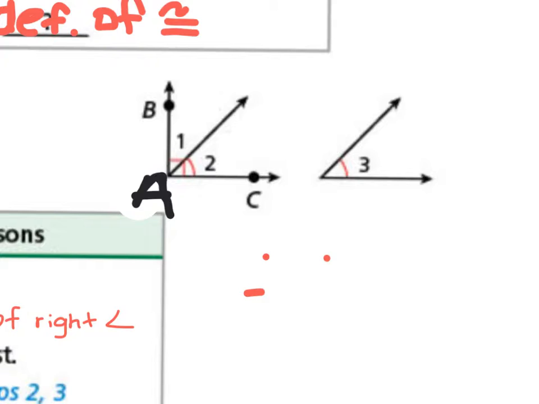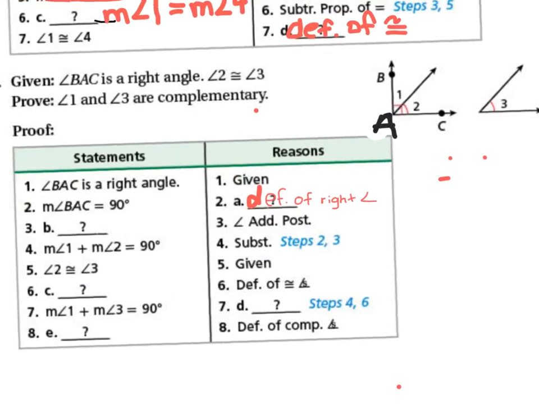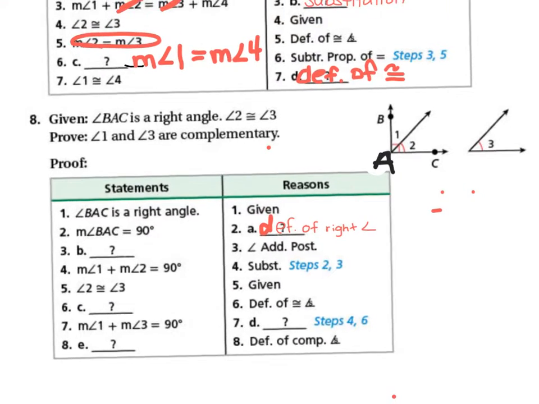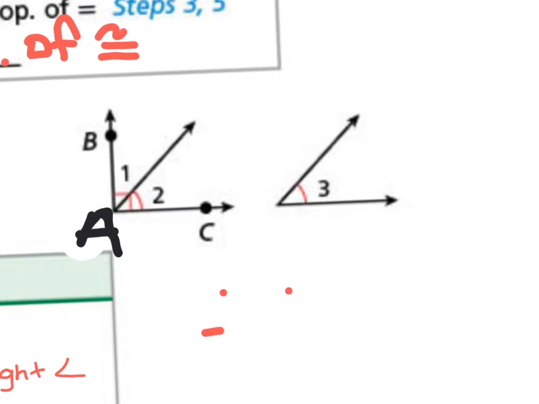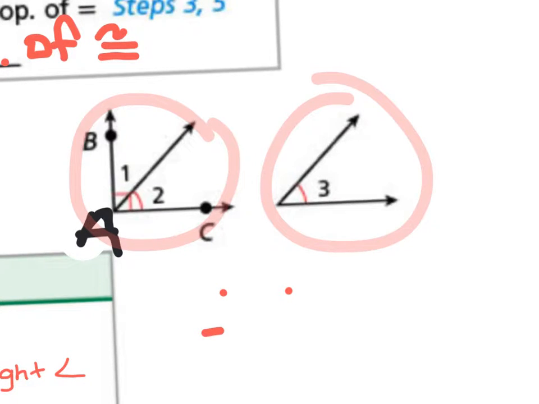Which is similar to your segment addition postulate, except that's about segments. So in this case, if I was to use the angle addition postulate, which of the two angles in the top right corner, which of these is something I could use the angle addition postulate on?